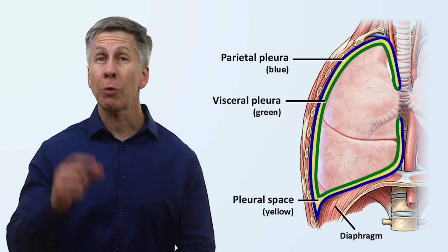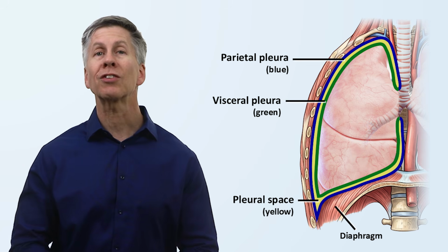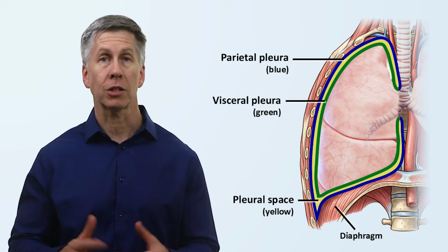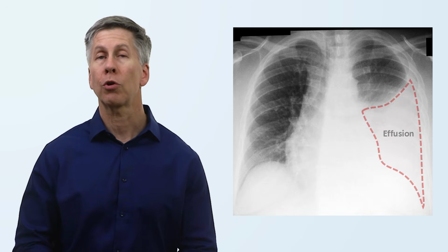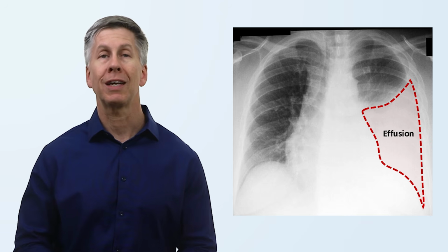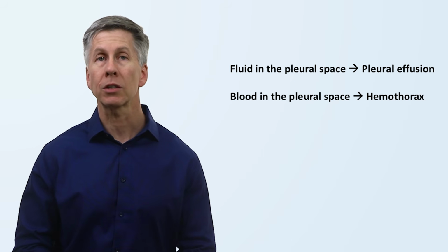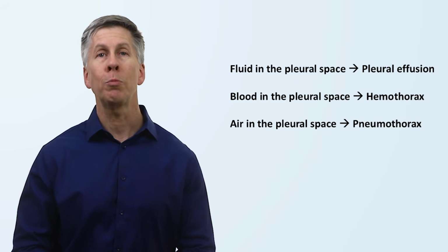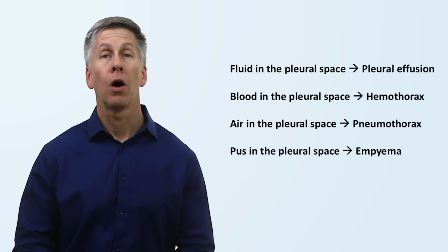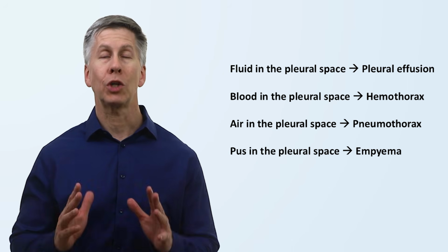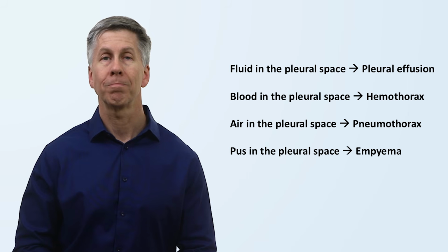Although there is normally just a small amount of fluid between the visceral and parietal pleura, various pathologies can occur which drastically increase the volume of this space. For example, an excess of fluid within the pleural space is called a pleural effusion, as can be seen in this chest X-ray. Bleeding within the pleural space is called a hemothorax. Air in the pleural space is a pneumothorax, and pus within the pleural space is an empyema. All these processes compress adjacent normal lung and cause shortness of breath via multiple mechanisms.